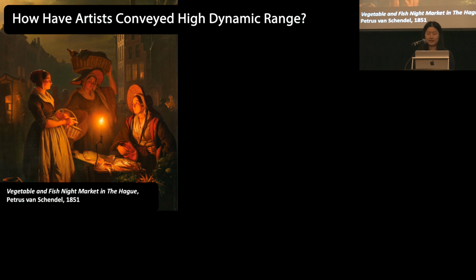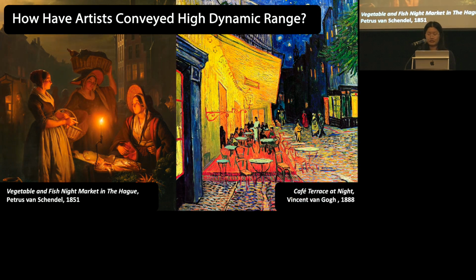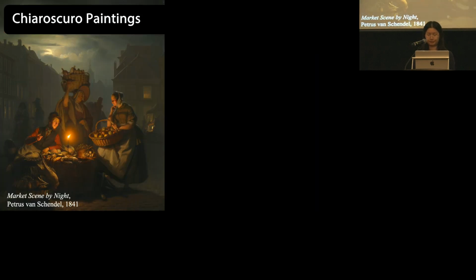So how have artists tackled this challenge? Two examples we examined in our work are chiaroscuro paintings, which focus explicitly on high contrast scenes, and impressionist paintings, which often focus on compressing the contrast of lightness in a scene and converting it to strong color contrast.